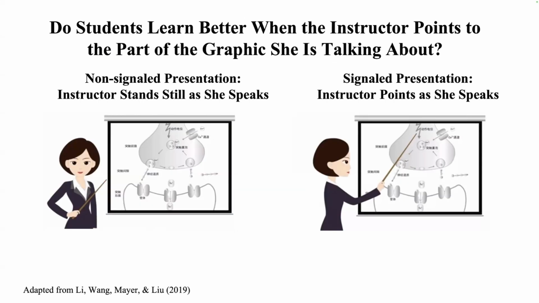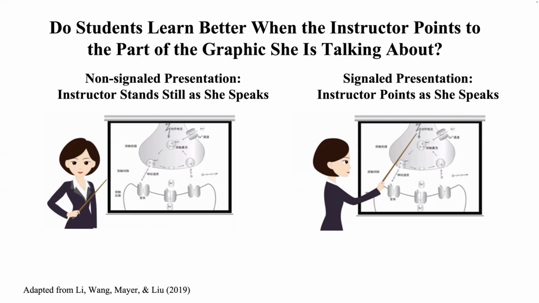So this comes from a study with colleagues in China. On the left, we have a narrated animation explaining the process of neural transmission, but our on-screen agent is static. She doesn't move. She's not pointing to anything. On the version on the right, she's pointing to the elements that she's talking about.